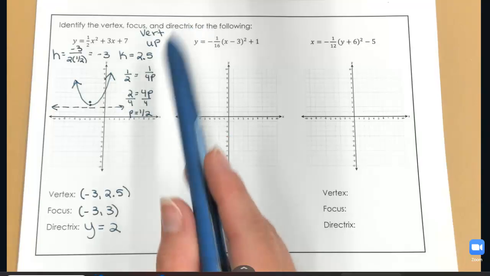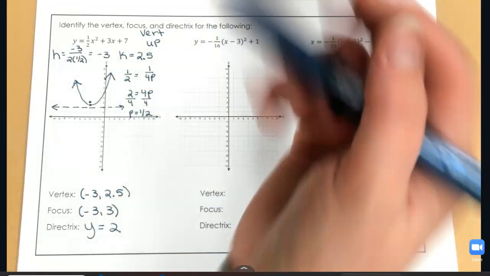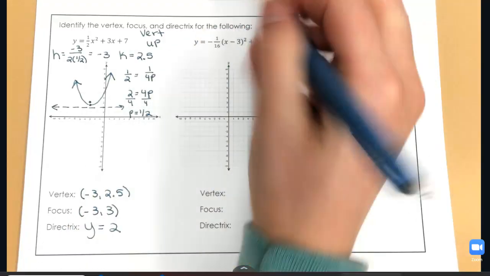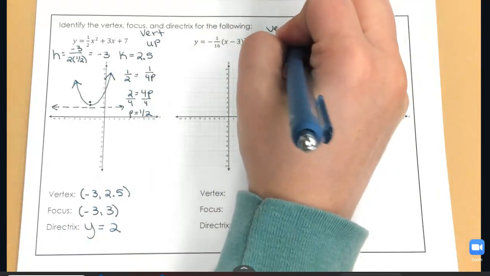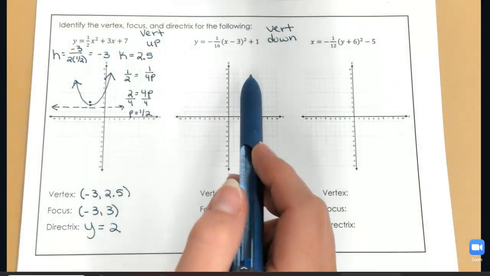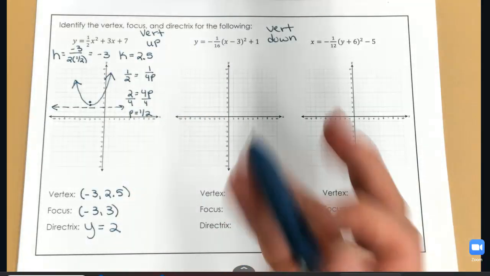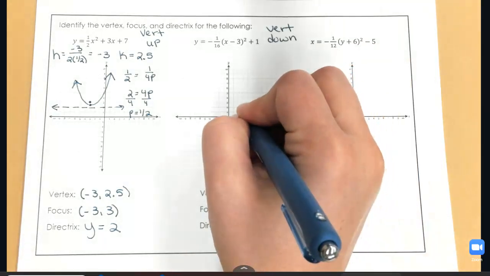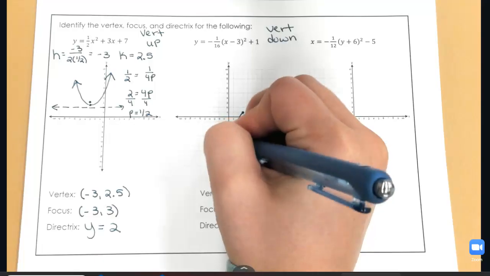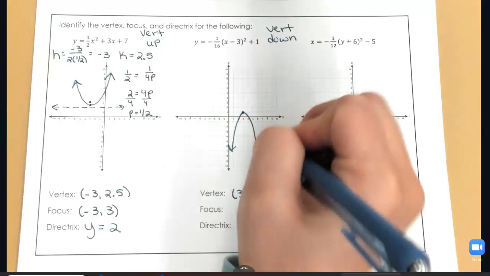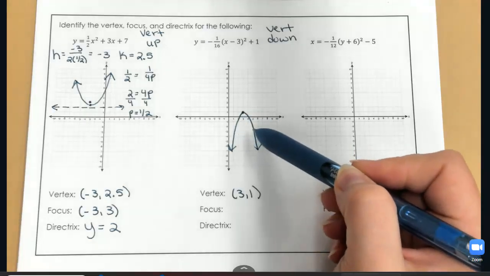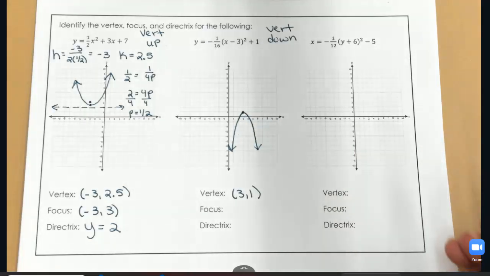Okay, let's do another example. This is another vertical parabola. I know that because it's Y equals. And this time it's going to be opening down because A is negative. This one is in vertex form for us, so I can identify that I have a vertex at 3, 1. And I know I'm opening down, so I'm just going to roughly sketch what that will look like. This is helpful so that I know where my focus is supposed to go, because remember, your focus is inside your parabola.